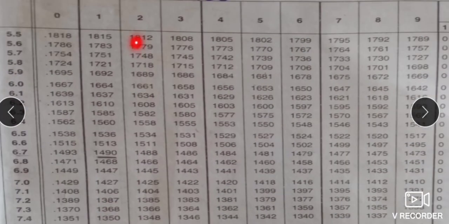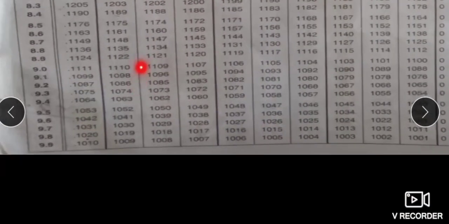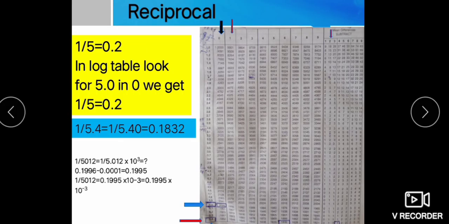You can see on the next page the reciprocals of numbers from 5.5 up to 9.9. The value of 1.0 is seen on the first page in the first row.